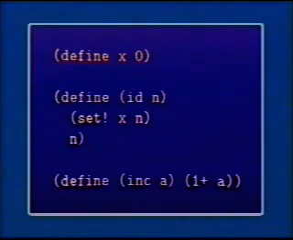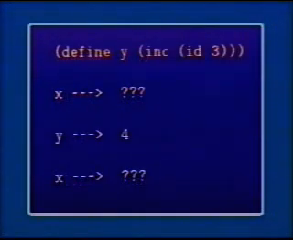Now imagine I'm interacting with this in a normal order language, and I type the following. I say, define y to be increment of the identity function of 3. So y is going to be 4. Now I say, what's x? Well, x should be the value that was remembered last when I called the identity function. So you'd expect x is 3 at this point.